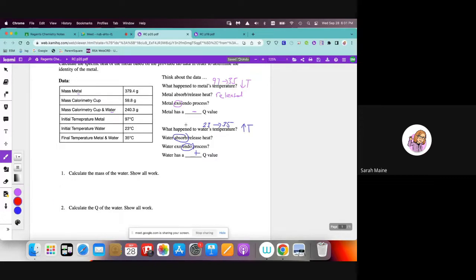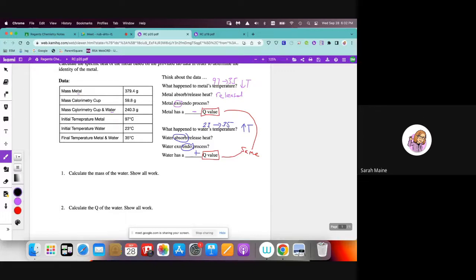So once again, write yourself a note. If the water and the metal are used in this calorimetry lab together, the Q value, the actual digits that make up the number of joules of the metal, and the digits or the value of the water's Q, are going to be the exact same value. It's just that the metal is negative because it sent energy out of its structure, and the water is positive.